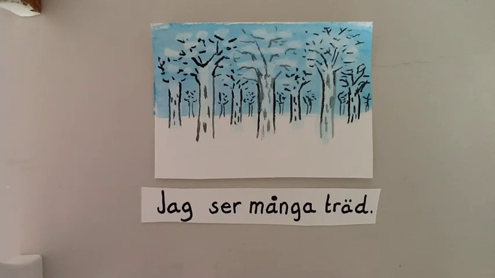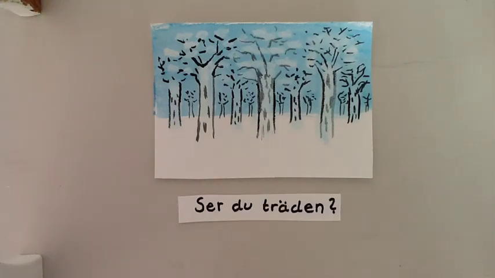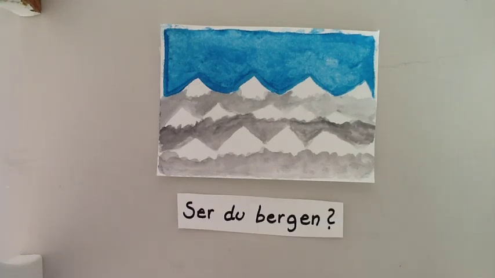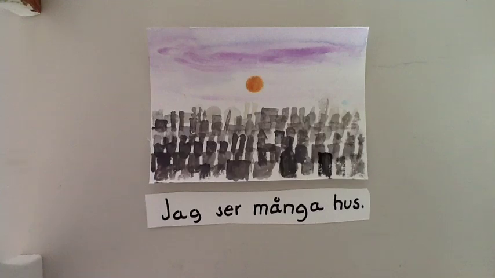And here you have the definite form again. Ser du träden? Do you see the trees? And you can see that we just add en, träden. Ser du träden? And then we have berg. So ett berg, många berg. Jag ser många berg. And then again you just add en to make it definite. Ser du bergen? Jag ser många hus. Ser du husen?